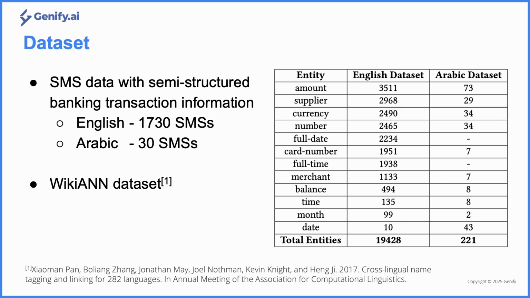The dataset is sourced from Egypt. Both language datasets were pre-processed to hide sensitive information and converted to the standard IOB format for NER before training. Additionally, to complement our in-house dataset, we also use the Wiki-ANN dataset for evaluation purposes.